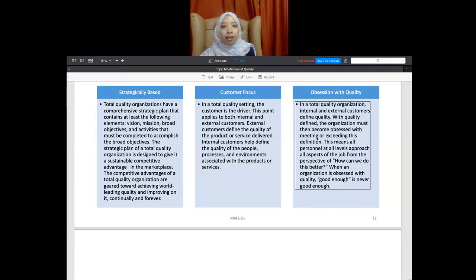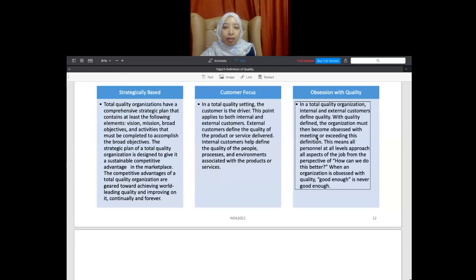And then for the second element, which is customer focus, actually we have both internal and external customers. The internal customer focus applies internally, which consists of the quality of people, process, and environment associated with the product and services that are delivered to the customer. Meanwhile, the external customer focus defines the quality of the product or service delivered.